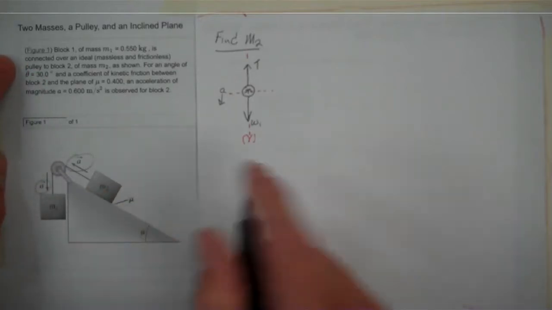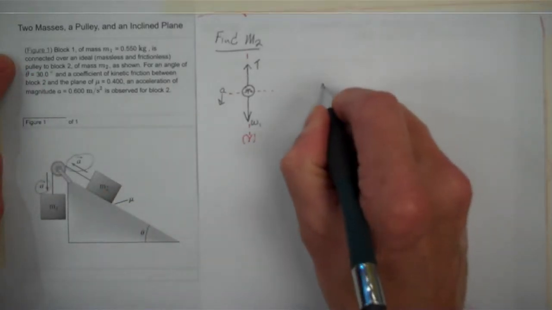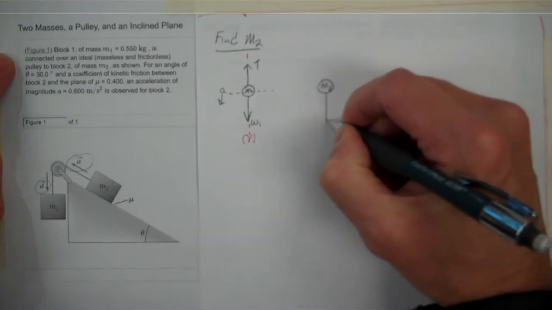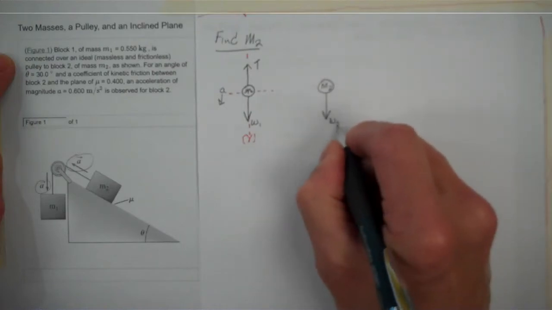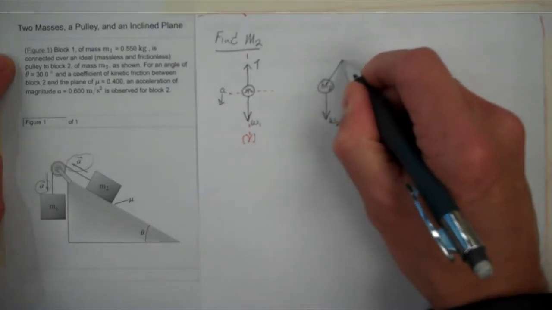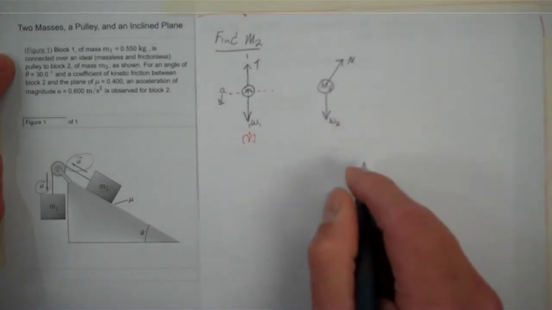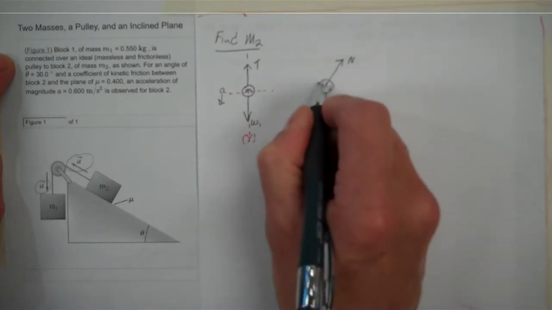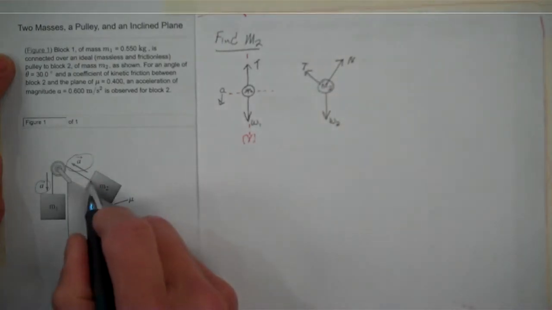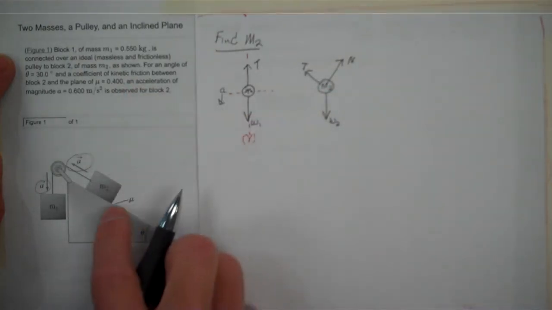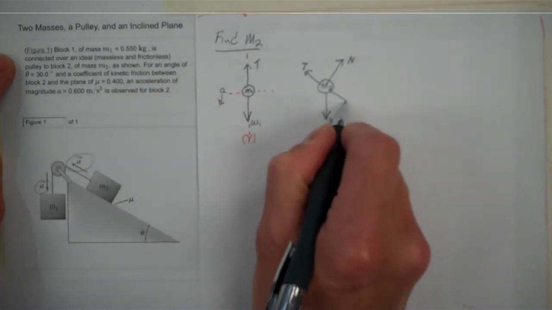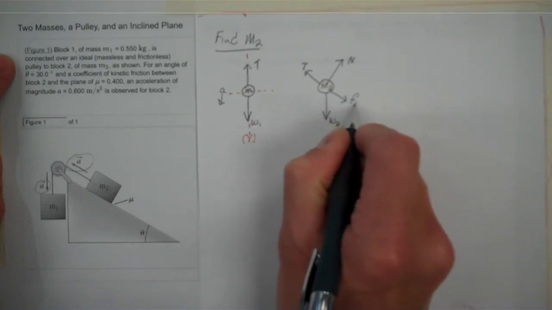Now the other block. M2 will have its weight down. It's touching the ramp, so there's a normal force perpendicular to the ramp. It's being pulled up the ramp by that same tension. That rope touches it. And there is friction here, and it's kinetic friction. It is sliding. So down the ramp, I have kinetic friction.